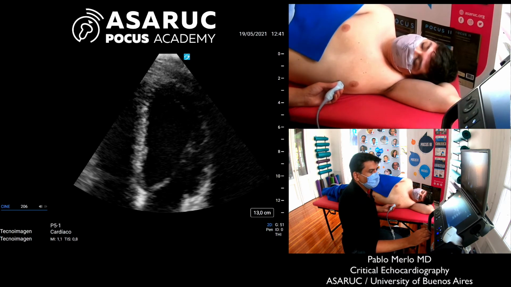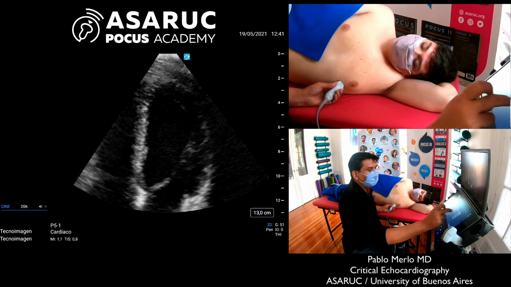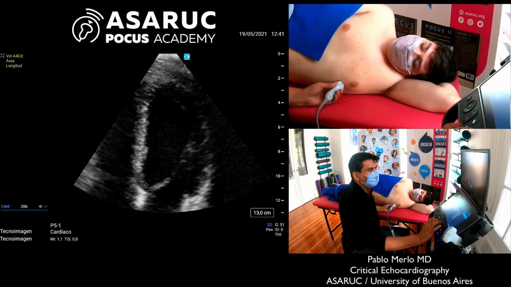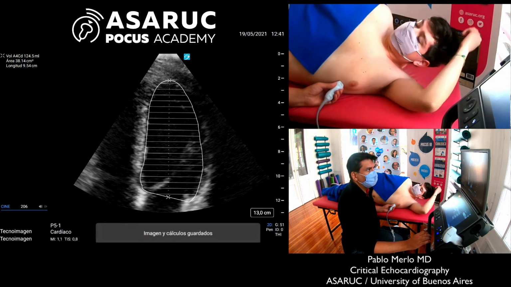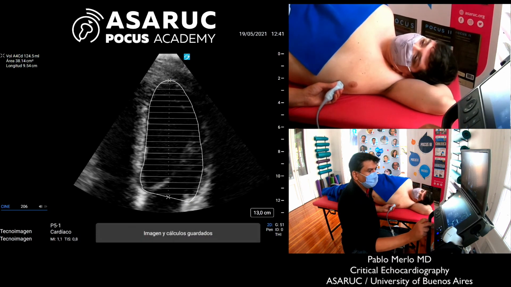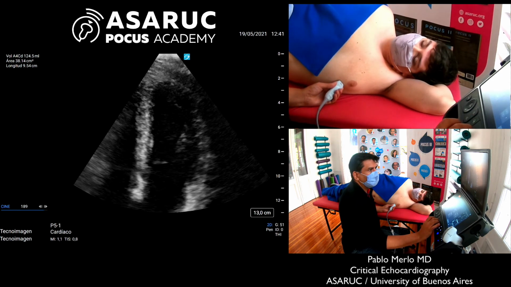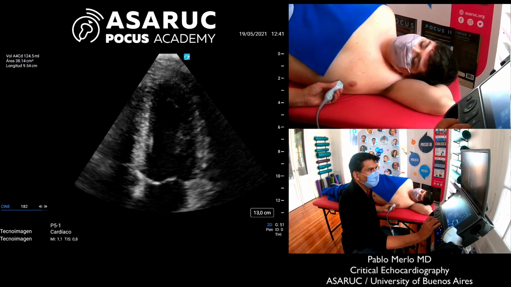We have zoomed in, and there is an apical 4-chamber view. We've frozen the image at end diastole, and we will trace the endocardial border, the interface between blood and endocardium at end diastole, so that the device can derive the ejection fraction with the Simpson method. The machine tells us that the end diastolic volume is 124 milliliters. It also informs us of the length of the left ventricle.